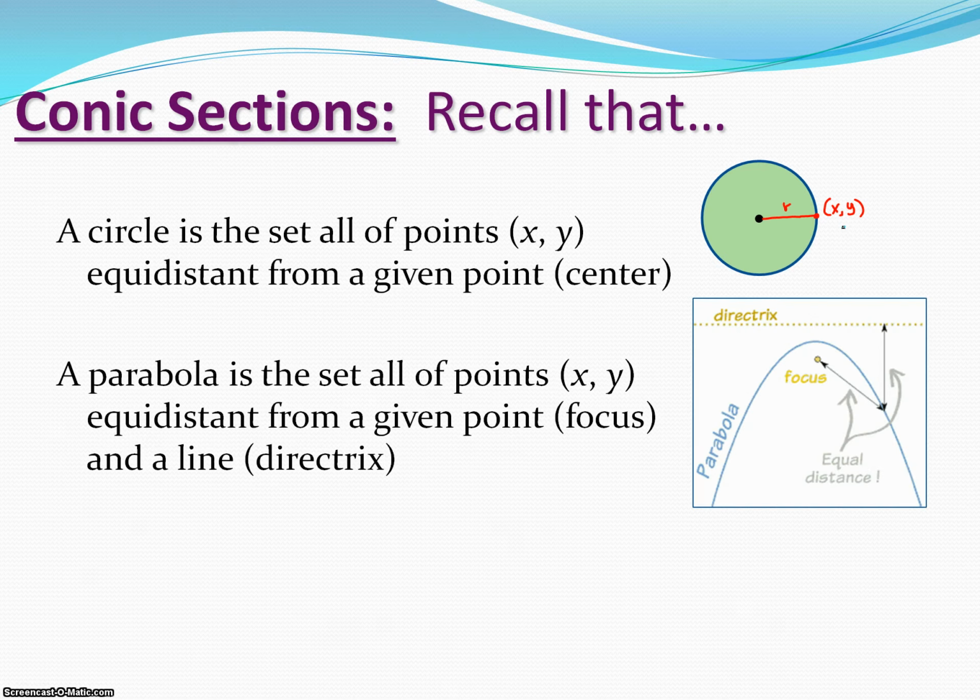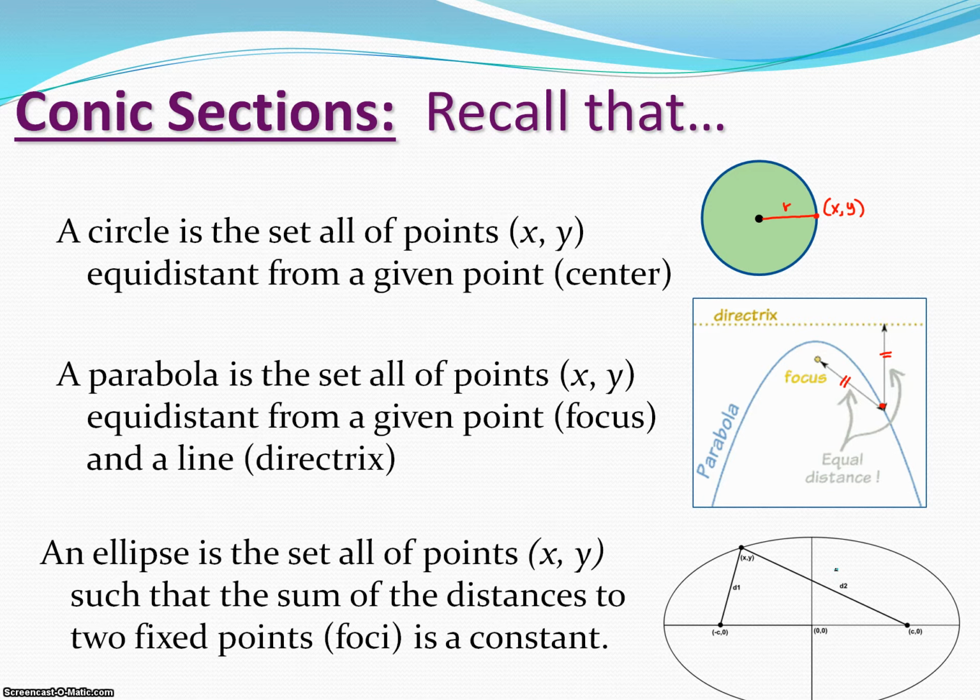We've also looked at parabolas. Parabolas we defined as the set of all points x, y that are equidistant from a given point, that's the focus, and a line called the directrix. So these two distances, the distance from our point back to the focus and back to the directrix, those two distances are equal. And then the last thing that we have looked at already for conic sections is ellipses.